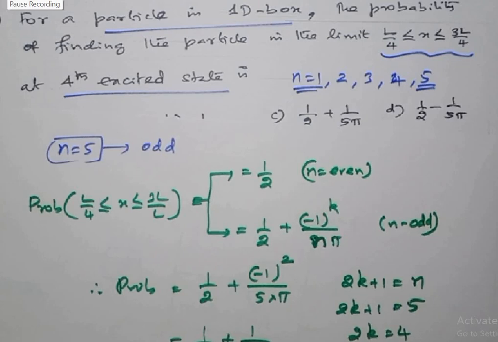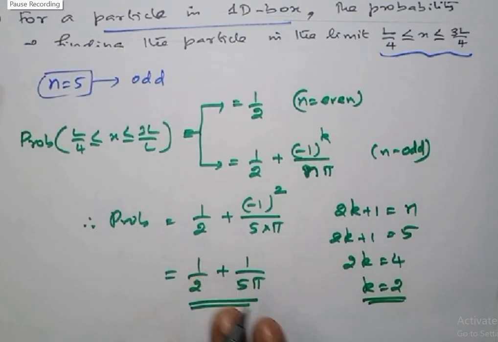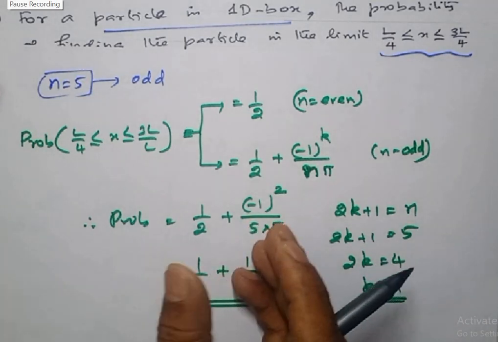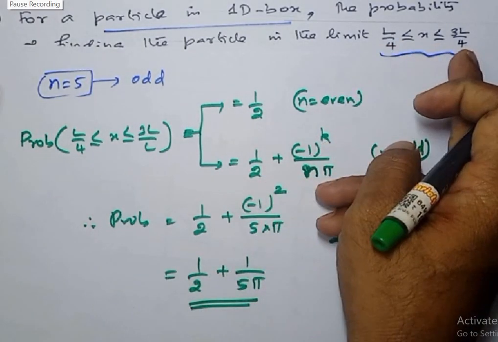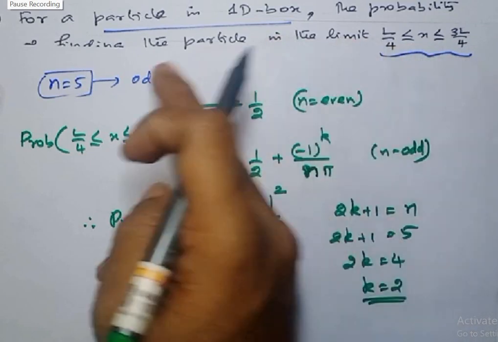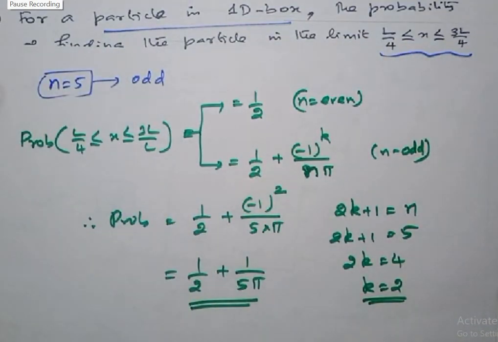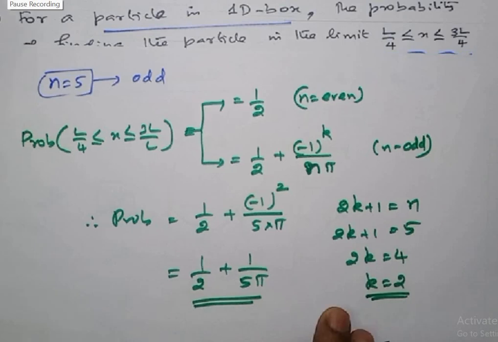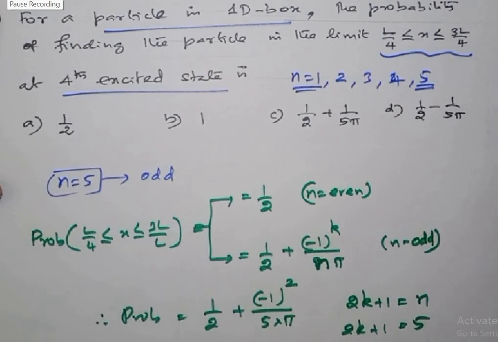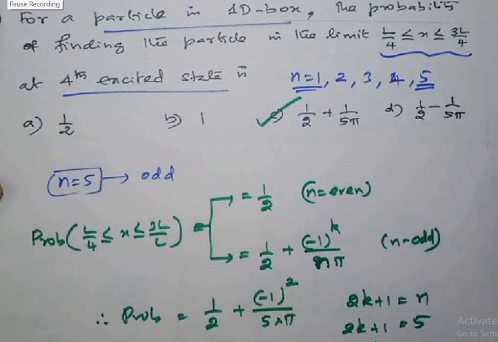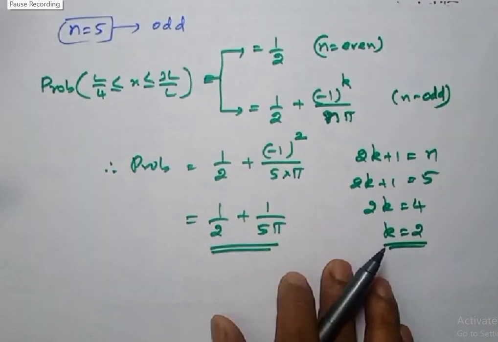This is the answer. This is the probability of finding the particle in the range L by 4 to 3L by 4 in the n equal to 5 level. So the correct option for this question is 1 by 2 plus 1 by 5 pi. Take it.